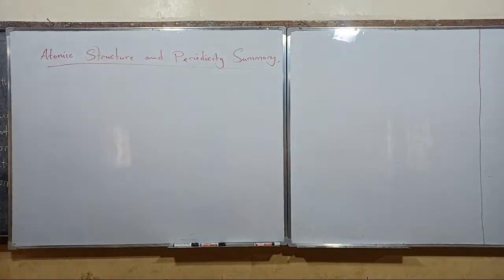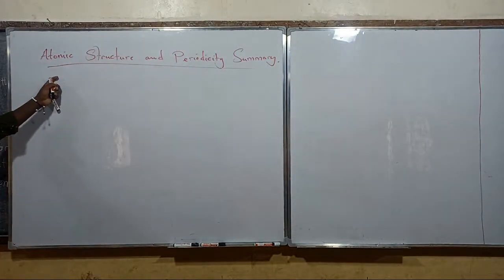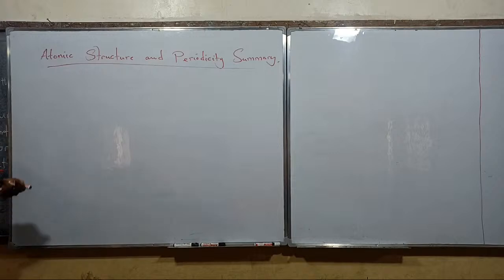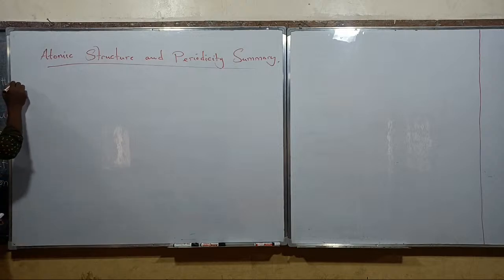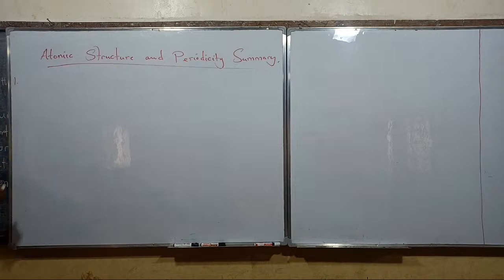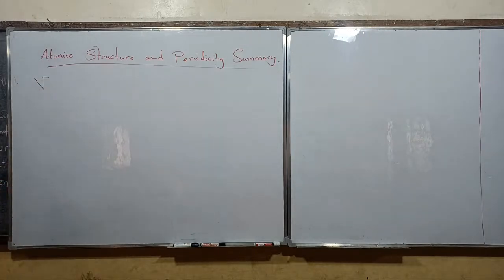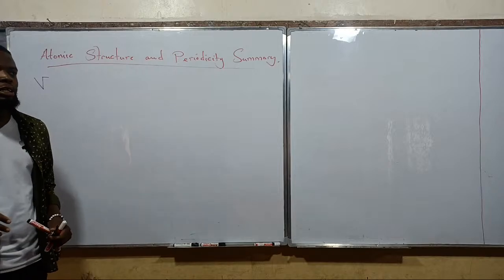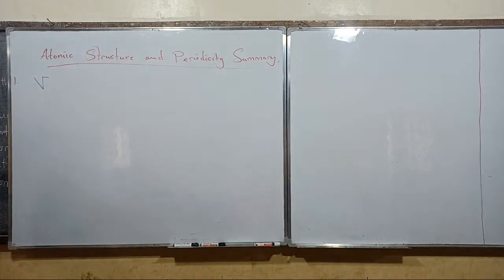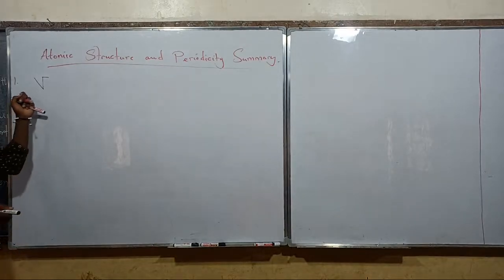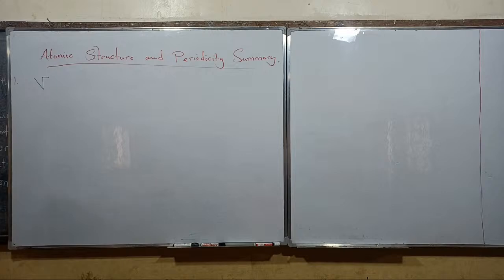Okay, so some of the key points that we looked at when dealing with atomic structure and periodicity is that all light waves have three primary characteristics. All electromagnetic radiations have three primary characteristics, and the first one is frequency. Frequency is defined as the number of cycles per second. The number of cycles that pass through a given medium per second is known as frequency. It is denoted by the lowercase Greek letter nu.